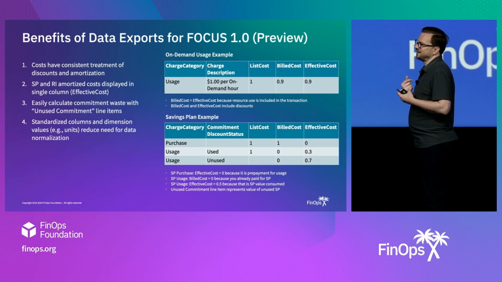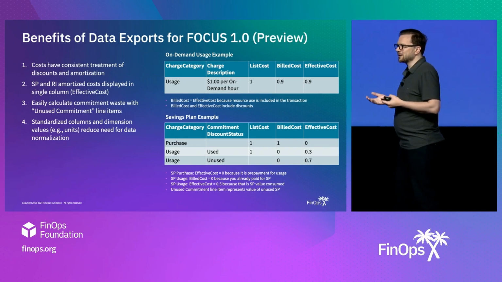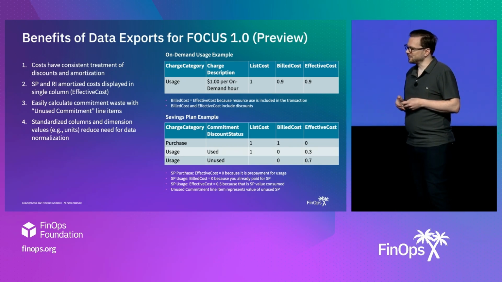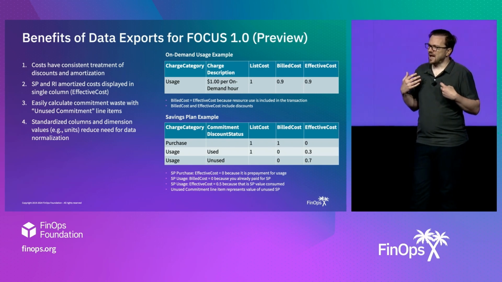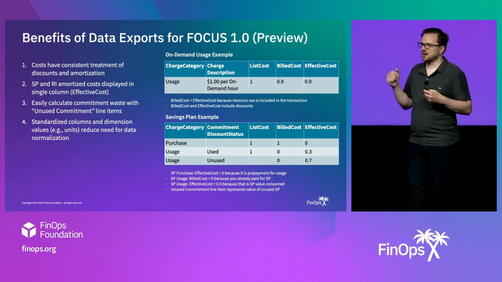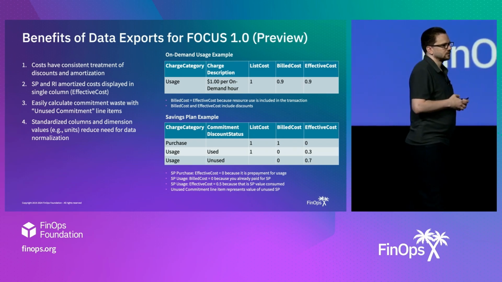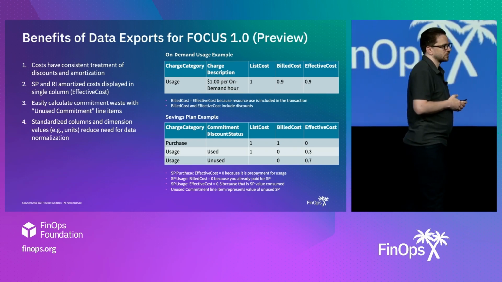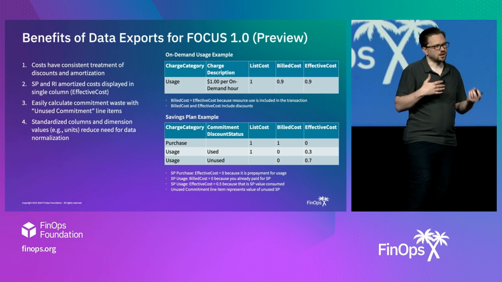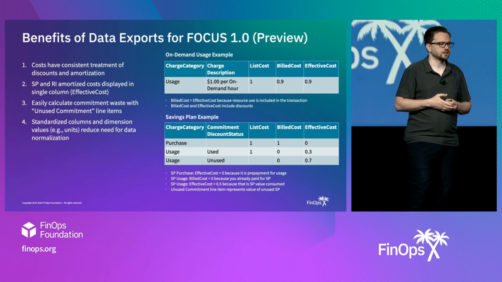This is an interesting slide because I think everybody here probably knows the benefits of the Focus 1.0 standard already, but let's go over it together here. Having a consistent treatment of discounts, whether that's RIs or savings plans, and having a singular format type is really important. We want this to be really easy to merge or join data sets between different sources. And doing things like effective cost is important because we want to understand the pre and post cost of discounts like RIs and savings plans.